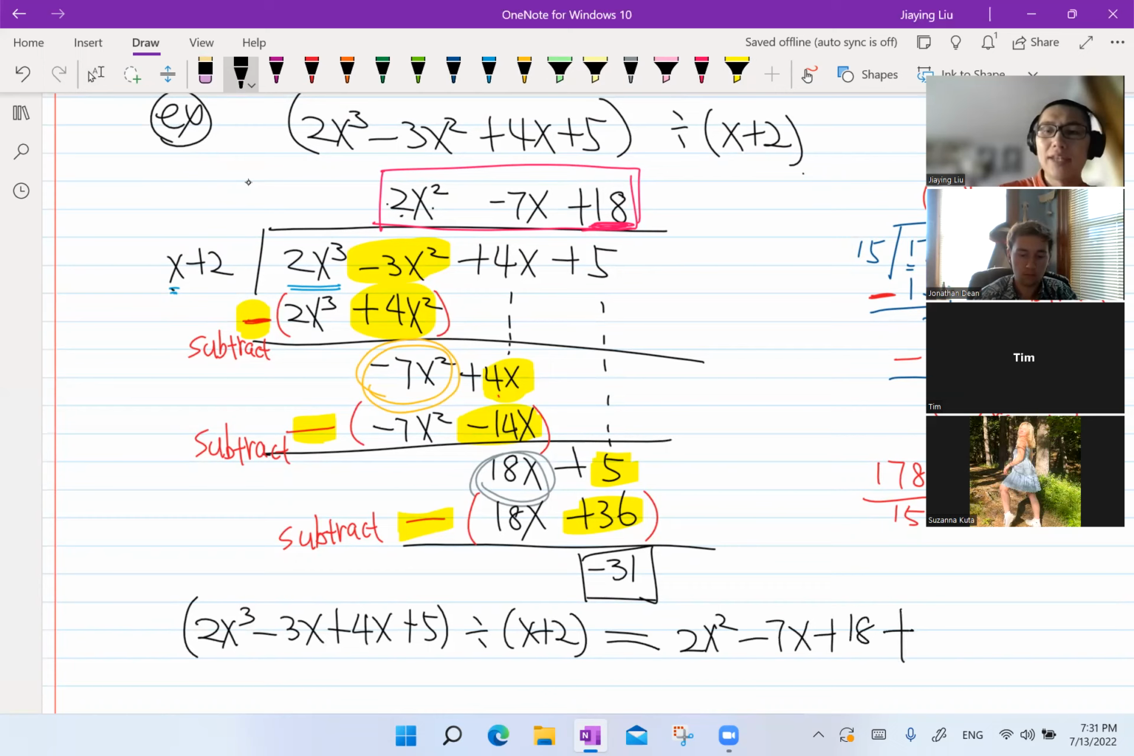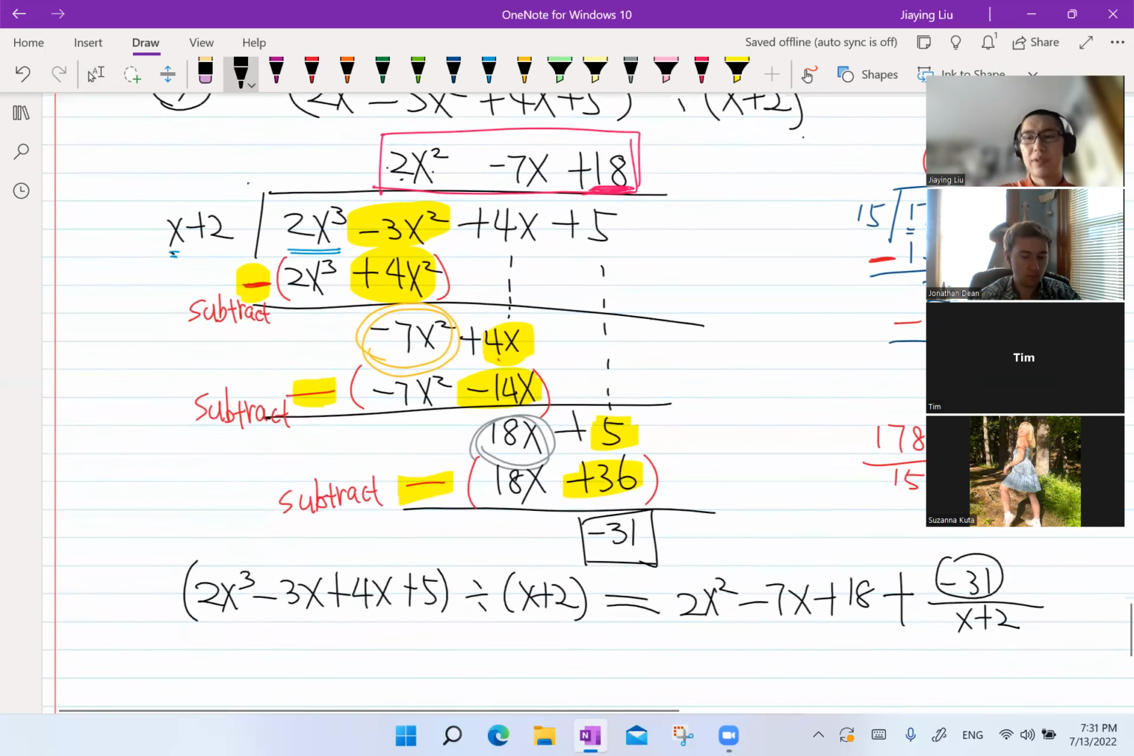And then we add the remainder, but the remainder is not just negative 31, it's negative 31 divided by x plus 2. We always take the remainder and put it above the divisor. So we take the remainder and write it as a fraction at the end for the final answer. So that's one way to write it.